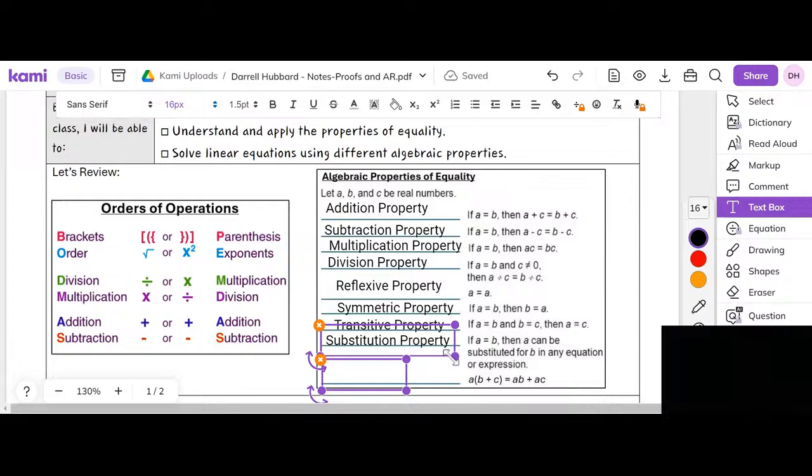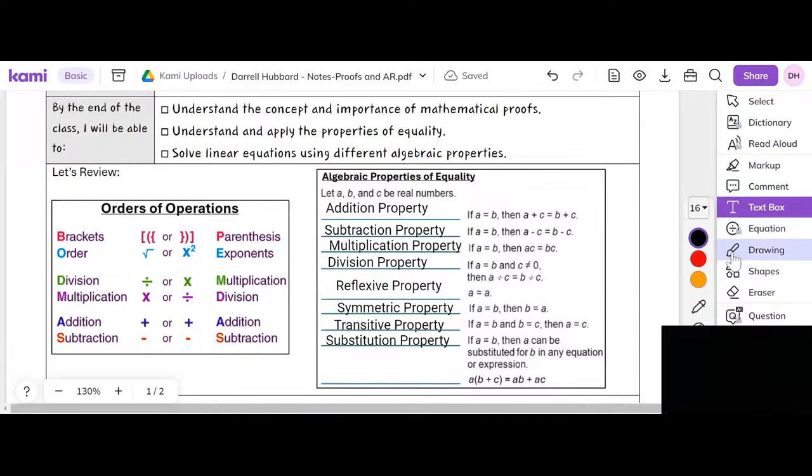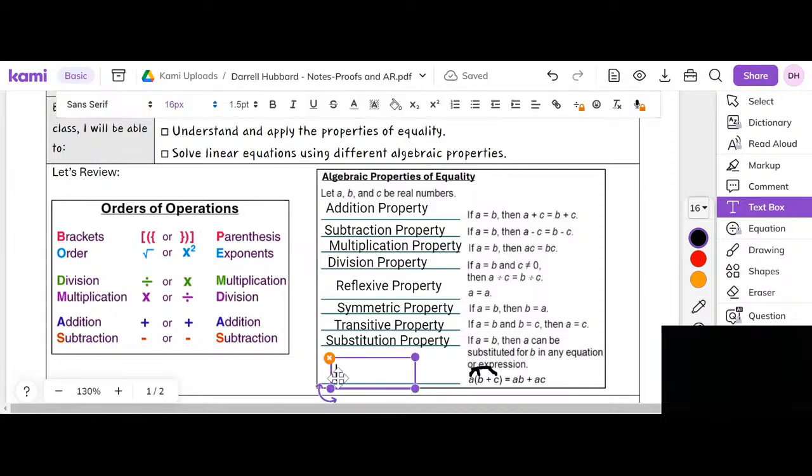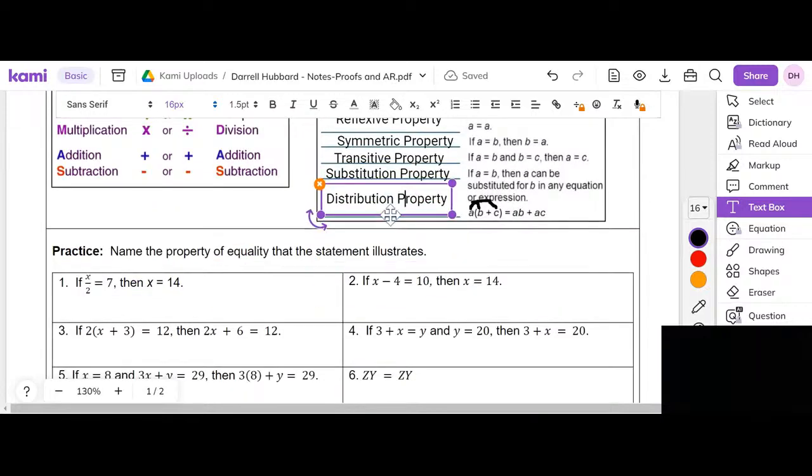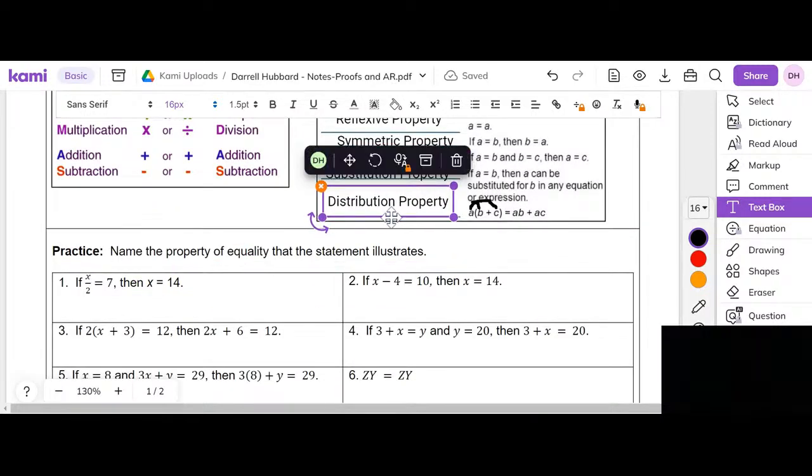And then finally, the last one, A times (B plus C) is equal to AB plus AC. All we essentially did was we took this A and we distributed it into the parentheses. So we multiply A times B and A times C. And so that we call the distribution property. All right. And so these are all the basic terms that you have to be familiar with when going through and looking at those.